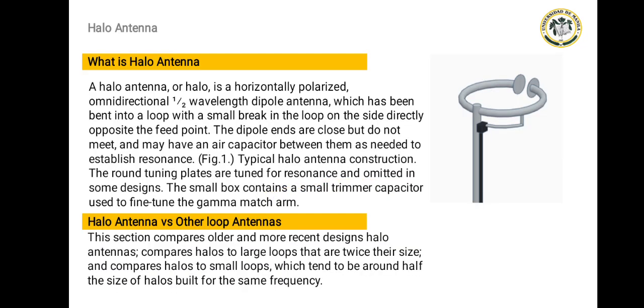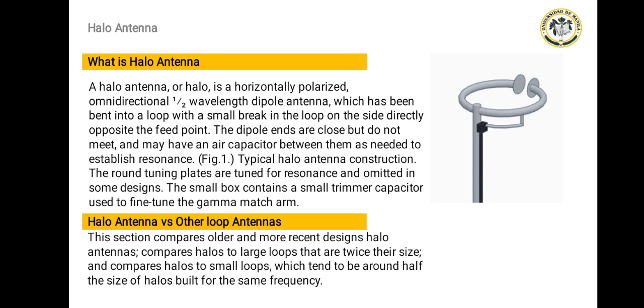So what is halo antenna? A halo antenna or halo is a horizontally polarized omnidirectional one-half wavelength dipole antenna which has been bent into a loop with a small break in the loop on the side directly opposite the feed point. The dipole ends are close but do not meet, as you can see on the figure, and may have an air capacitor between them as needed to establish resonance.